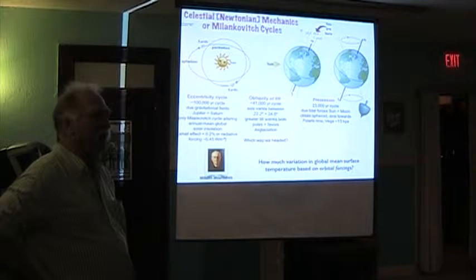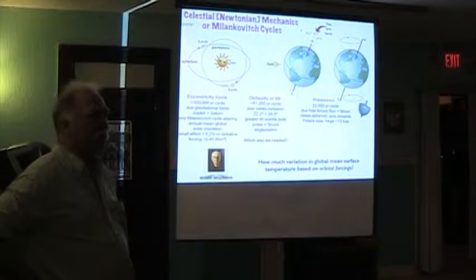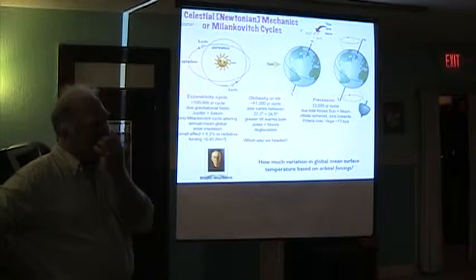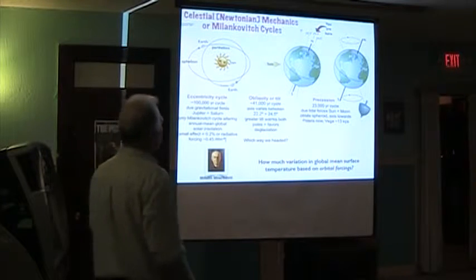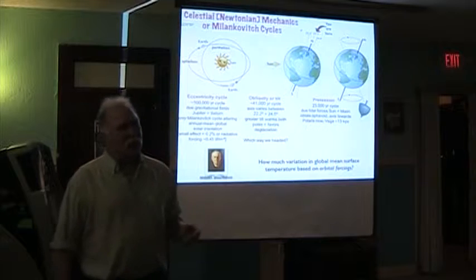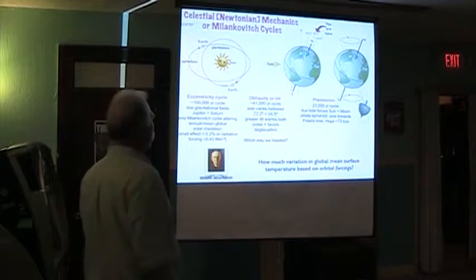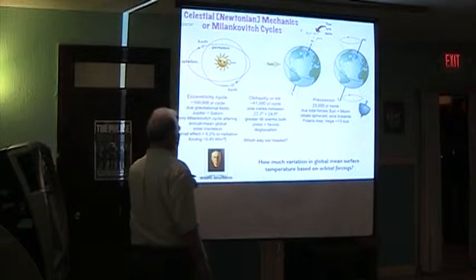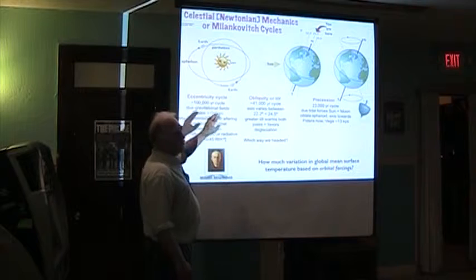And so he sat down with pencil and paper, not a computer, and he looked at the Newtonian understanding of celestial mechanics. He said, okay, how would the variation of the orbit of the Earth be explained by what else is going on in the solar system? And he found some answers, and he found three principal things. Other workers besides Milankovic worked on this. So the first is the eccentricity cycle.